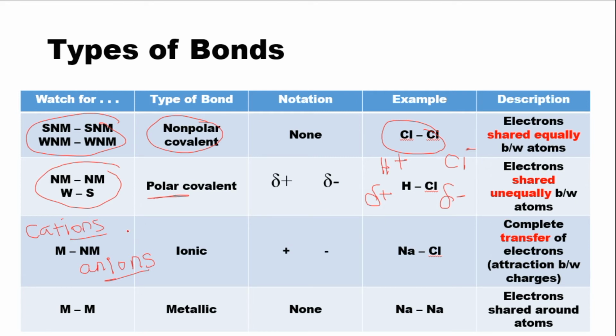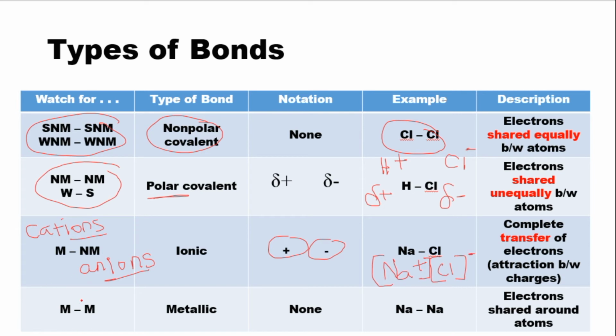It's in the name. So the only notation that you guys need to know for that is the positive symbol and the negative symbol. So when sodium and chlorine come together, that makes sodium chloride, and they transfer electrons. So sodium becomes positive, and chlorine becomes negative.